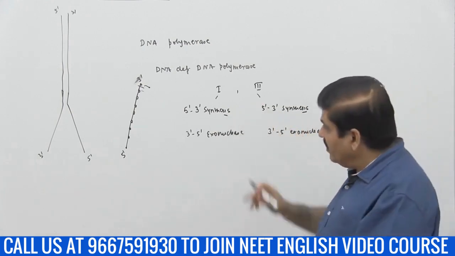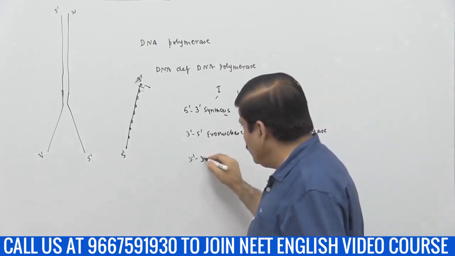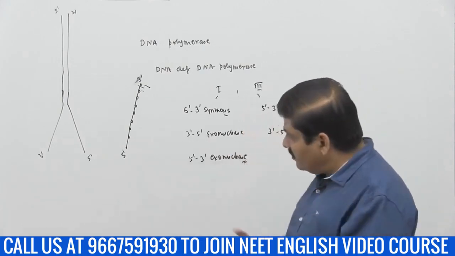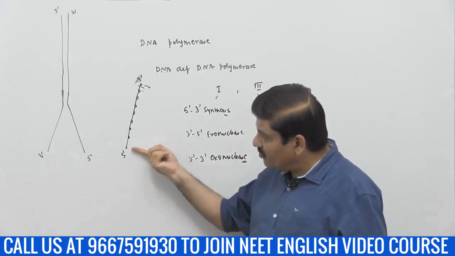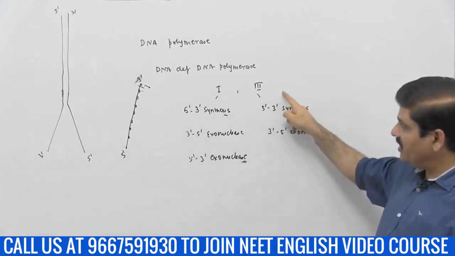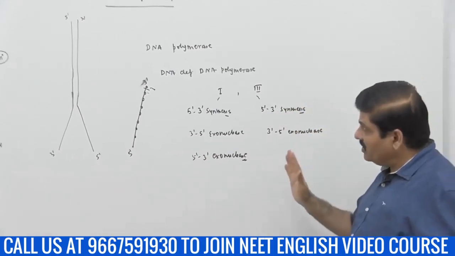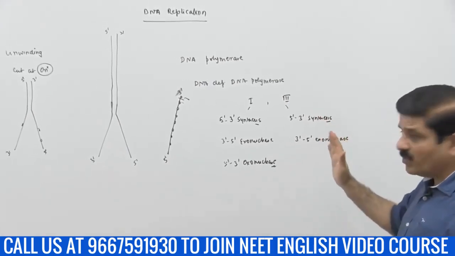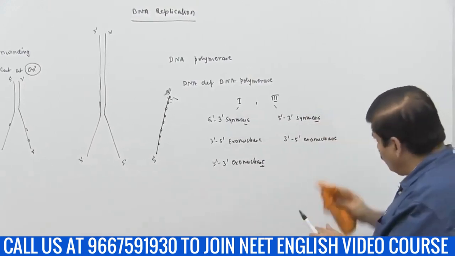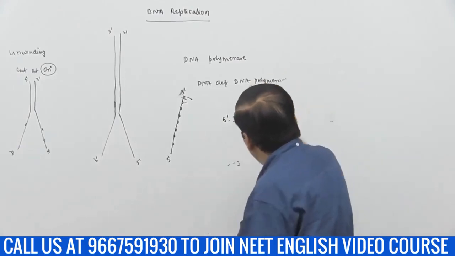Then I said that DNA polymerase 1 has a unique property. It has 5' to 3' exonuclease activity as well. That means it can remove the nucleotides from this end of the strand as well. This property is not present in DNA polymerase 3. So we have recapped what the DNA polymerases of a prokaryotic cell, especially 1 and 3, are capable of. Now let us come to a very important point.